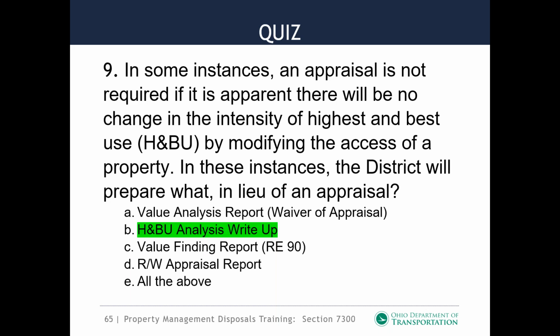A lot of times, if all you're doing is modifying an existing access, in other words, a property owner already has access maybe off of a county road or has access further down the road, and they just want one around the corner that happens to be limited access, those may or may not have a change in highest and best use. If it's a property that has absolutely no access and they're wanting access, more than likely it will have a change in highest and best use, and you'll need an appraisal for that one.